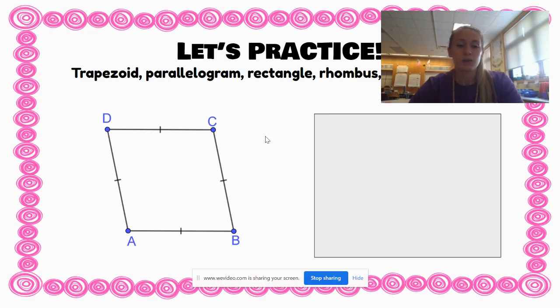Let's practice again. We have this shape here, could be a quadrilateral, a trapezoid, a parallelogram, and a rhombus.